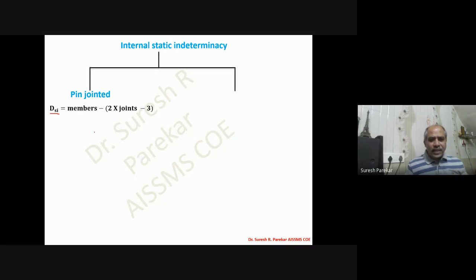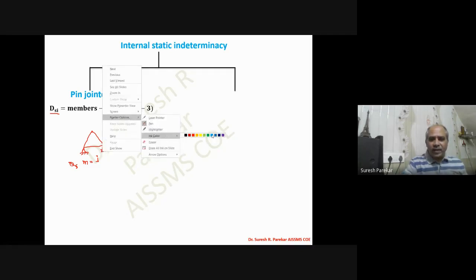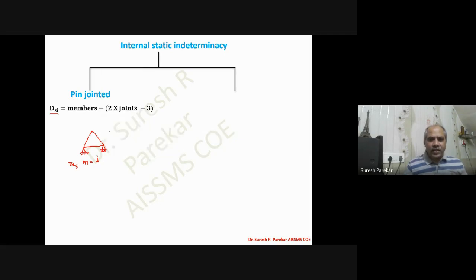So now if we consider any pin jointed structure, we require 3 members and 3 joints. For these 3 members, if I write the equation for DSI, we have M equal to J. So whatever number of members there are, we have the same number of joints. But if I go beyond 3, then if I take this joint, we can have this.